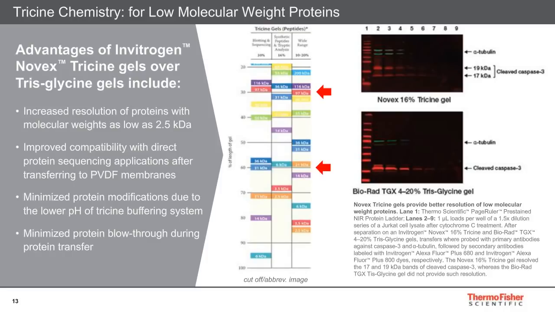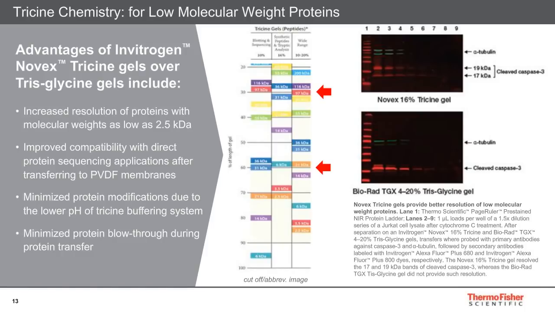Now, on the other hand, if your interest is in detecting low molecular weight proteins and peptides, you should use the Tricine chemistry, which is optimized for separation and transfer of low molecular weight proteins. As demonstrated in the migration chart, the Tricine gel enables smaller molecular weight proteins, like caspase subunits in this example, to be optimally resolved closer to the middle of the gel compared to a Tris-Glycine chemistry. As seen in the image on the right, the Novex Tricine gel on the top provides a very distinctive separation of the cleaved caspase-3 subunit compared to the Bio-Rad TGX gel at the bottom.